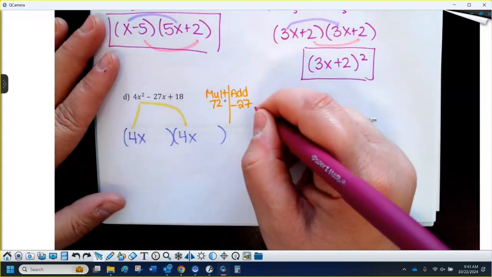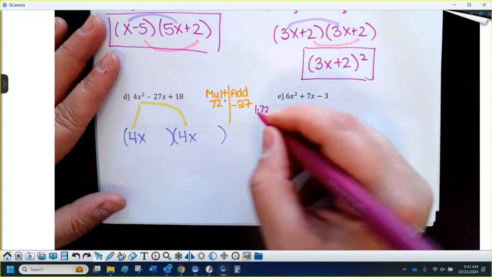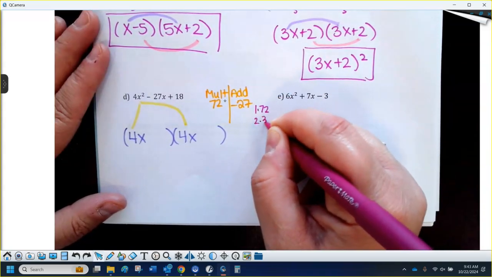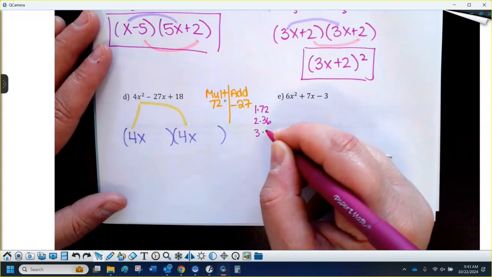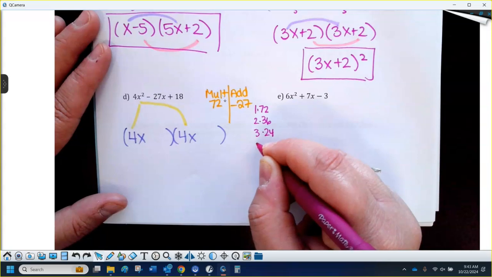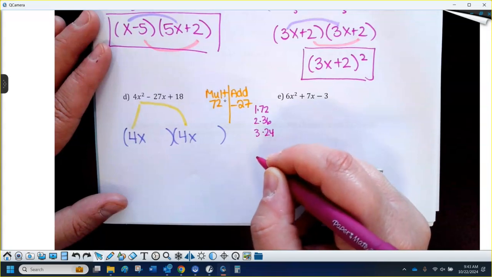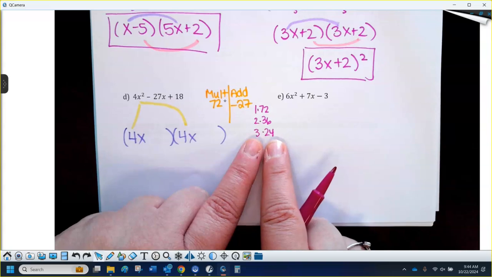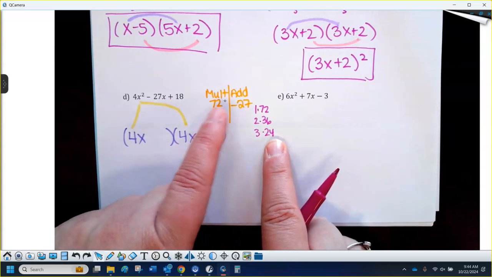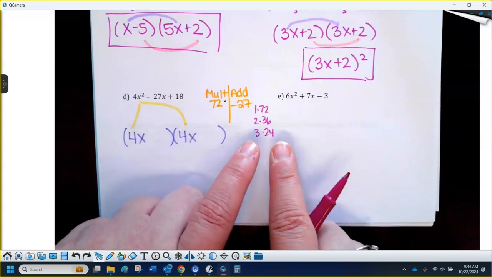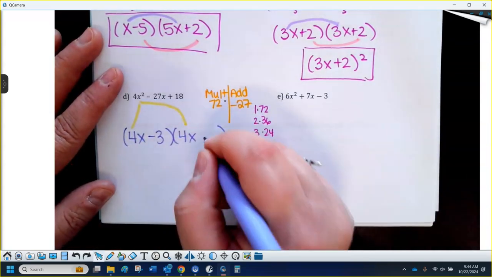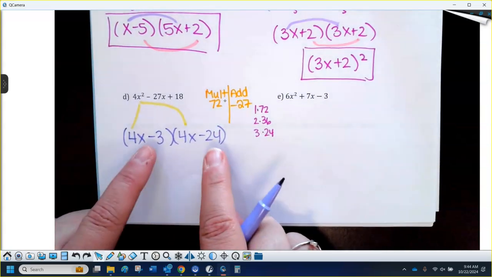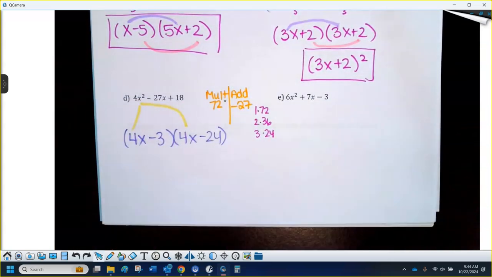Okay, factors of 72. So always 1 and the number, 1 and 72, 2 and 36, let's see, 3 and 24, and that one I could get to work. To multiply to get a positive number and add to get a negative number, both of the factors have to be negative. So if I do negative 3 and negative 24, that will multiply to give me the positive 72, but add to get me the negative 27.